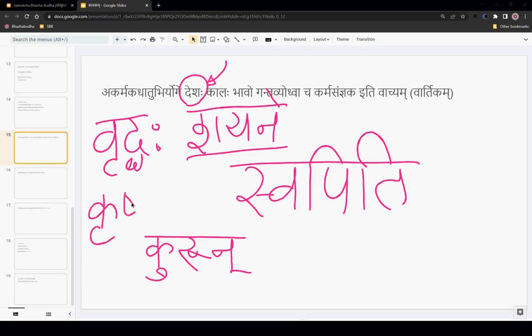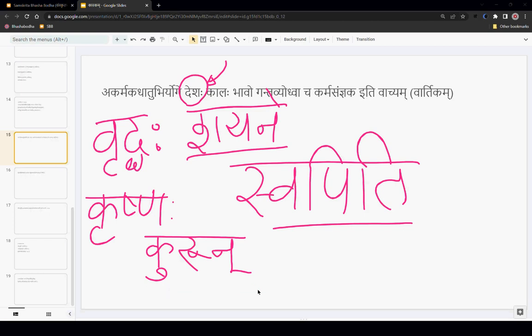Let's say Krishna. Krishna Swapiti, he sleeps. And when it is a Desha, Desha actually means a Jananga or a community. It's a community. So when it is a community in Sanskritam, we generally use the Bahuvachanam.